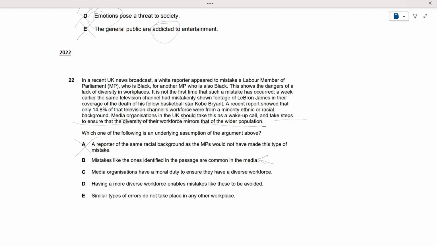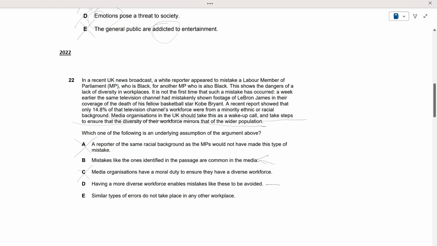C, media organisations have a moral duty to ensure they have a diverse workforce. The reason that they are saying that media organisations should be diverse isn't to do with morality as such. It's to do with the fact that lack of diversity is just a bad thing and that it affects people badly. It makes them have a narrow worldview and so on. So it's not that.